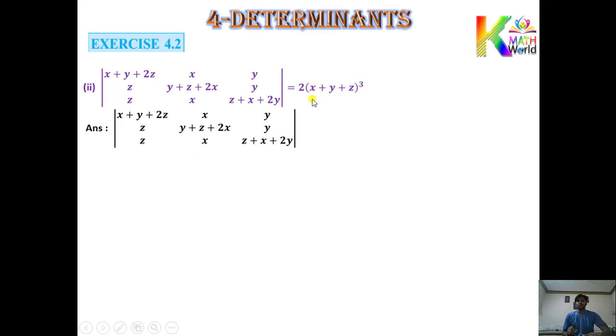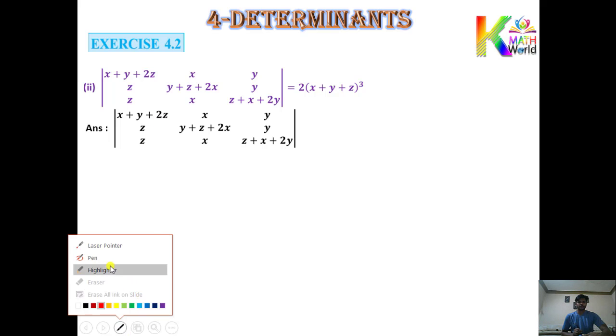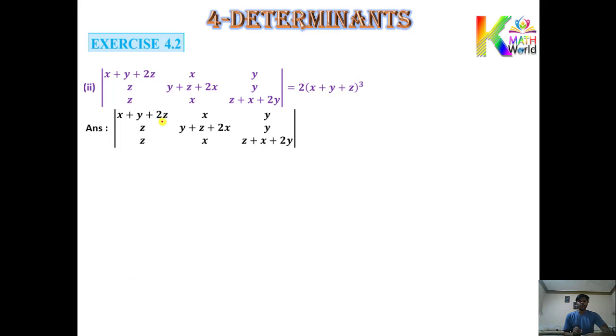Okay, now see the right hand side. What is required? x plus y plus z. How do we get x plus y plus z? First you think over that. And moreover, you can see outside 2 is there. Here if you see it properly, then here you get 2z. Here you can see 2z is there.